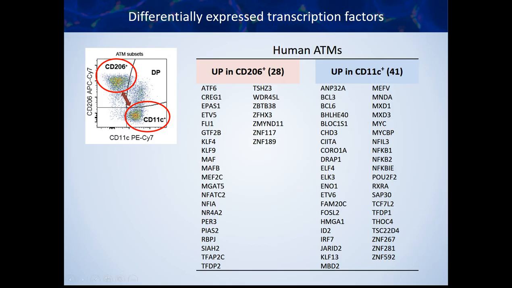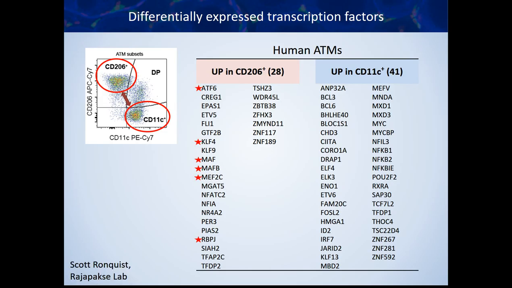So I wanted to look at transcription factors within these expression analyses and see which ones might potentially be key players within each of these subtypes and maintainers of the state of each of those subtypes, 206 positive in particular. So we looked at all the differentially expressed transcription factors, which ones were up in the 206 positive cells and which ones are up in the 11C positive cells.